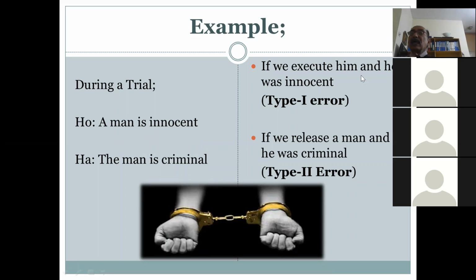Take a trial: the null hypothesis is that the man is innocent. If we execute him and he was innocent, it is a big blunder. Type 1 error is the more serious error. That person is innocent and you execute him. But the alternate hypothesis may be that the man is a criminal, and we release him because there was no evidence, though he was a criminal. You make a type 2 error. This is not as serious.